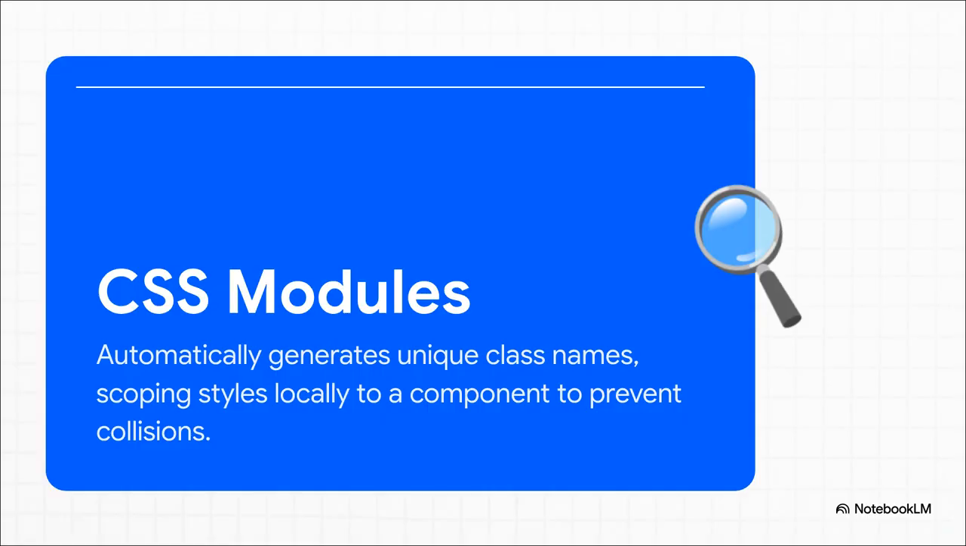Now, on the other side of the ring, we have CSS Modules. This approach is all about solving one of the oldest, most annoying problems in CSS, everything being global. With CSS Modules, you write plain old CSS in a special .module.css file. When you import it, Next.js does some magic behind the scenes and generates totally unique class names. What does that mean for you? It means the styles you write for your card component will never, ever accidentally mess up your navbar.